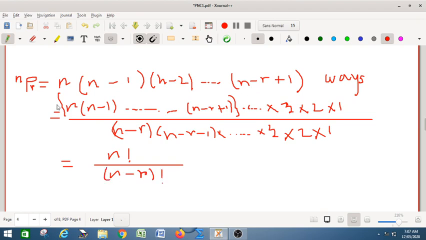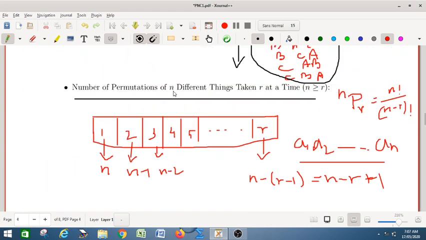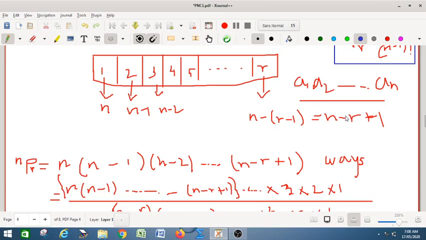So this is the result of nPr. Clear? This is the result when n different things are taken r at a time, the number of permutations of n different things taken r at a time. The result is nPr equal to factorial n divided by factorial n minus r.